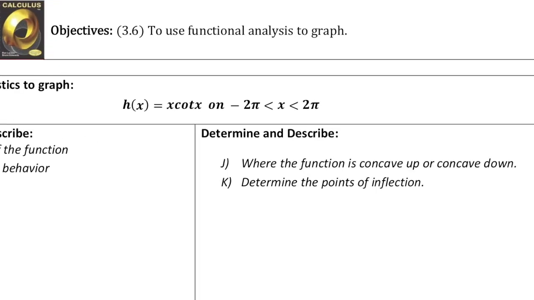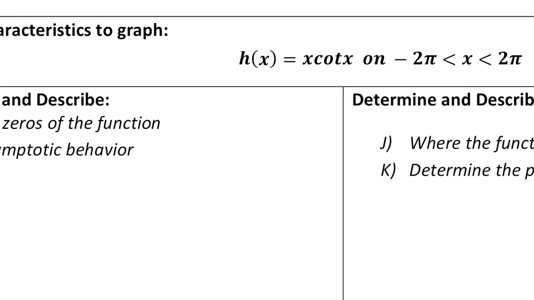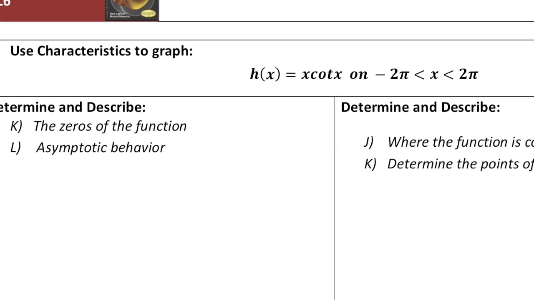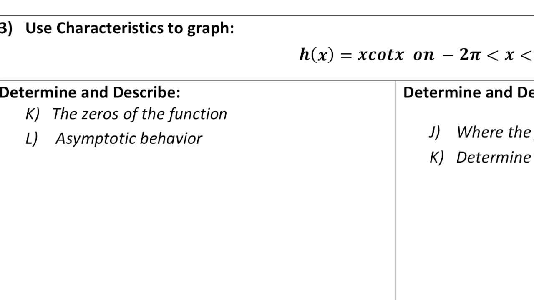Our third question deals with a trig function. h of x is equal to x cotangent x. Fortunately, we have a domain restriction. Now, when you're thinking about the zeros of this function, perhaps you should rewrite h of x to be equal to x times the cosine of x over sine of x.